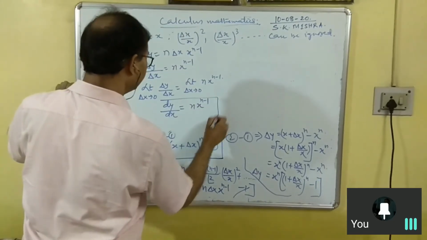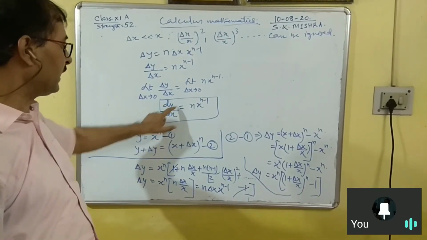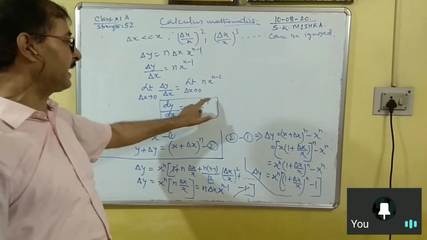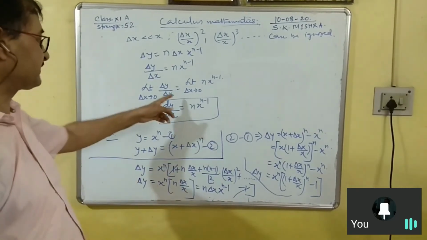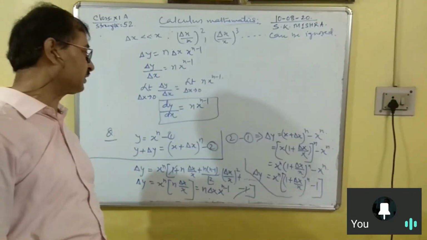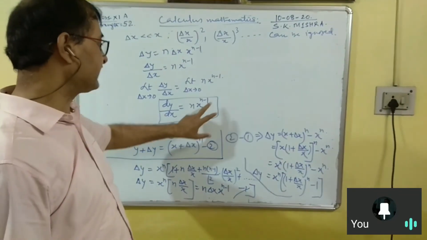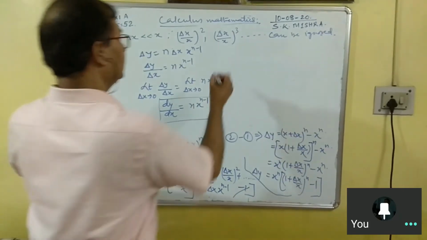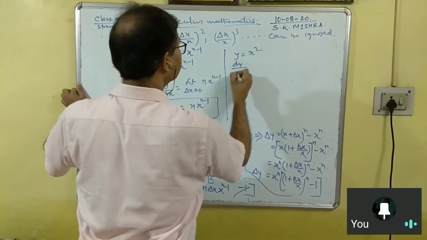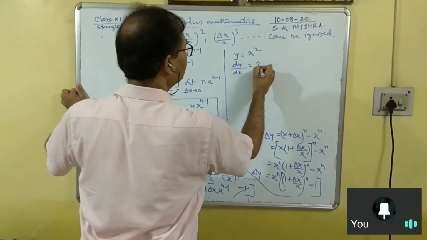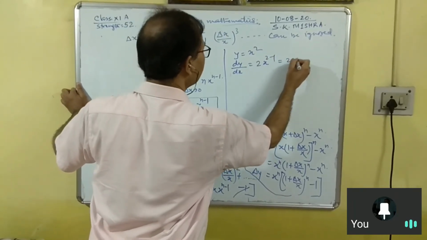So the formula is, if y is equal to x raised to n, then dy by dx is n x raised to n minus 1. dy by dx is called the differentiation of y with respect to x, that is, the differential coefficient of y with respect to x. For example, if y is equal to x squared, tell me what is dy by dx? It is 2 x raised to 2 minus 1. So this is 2x only.